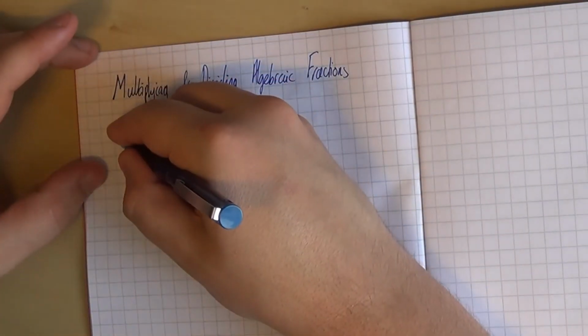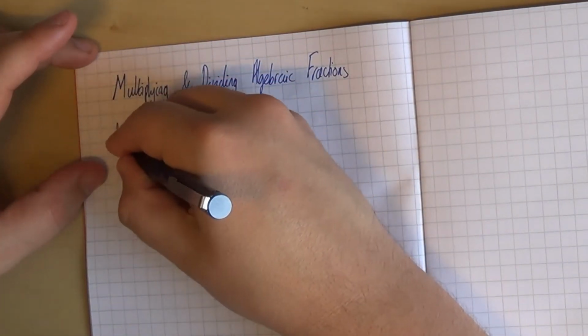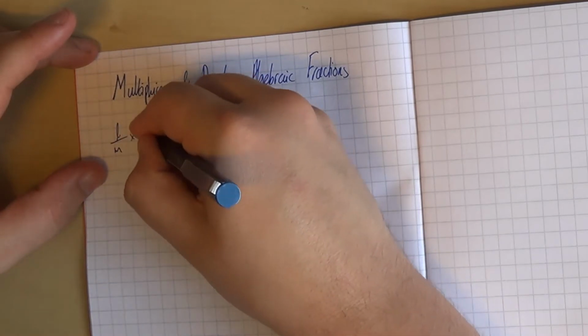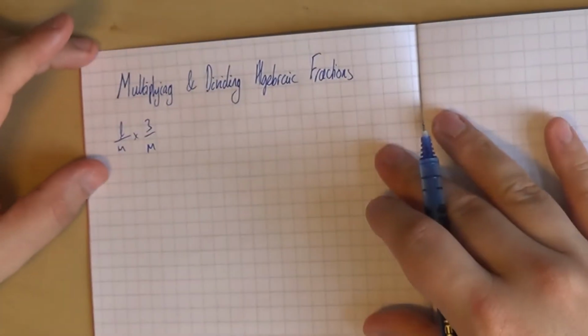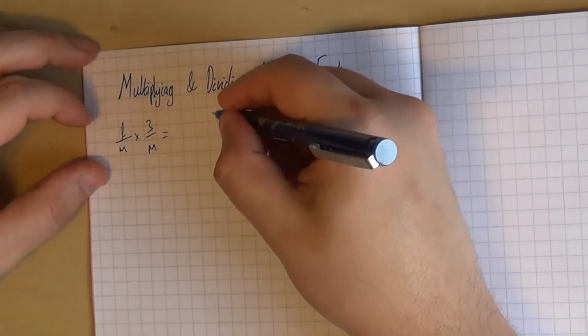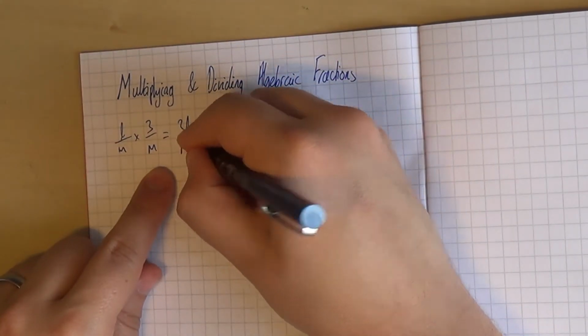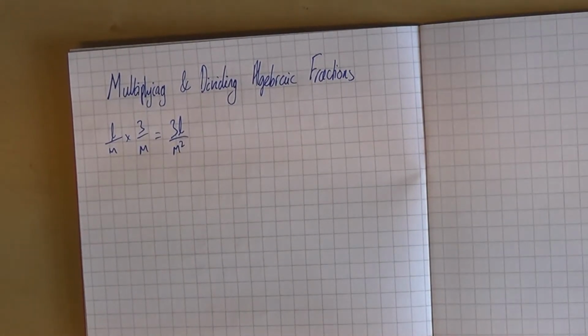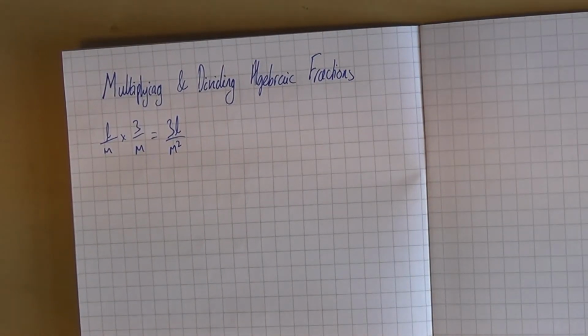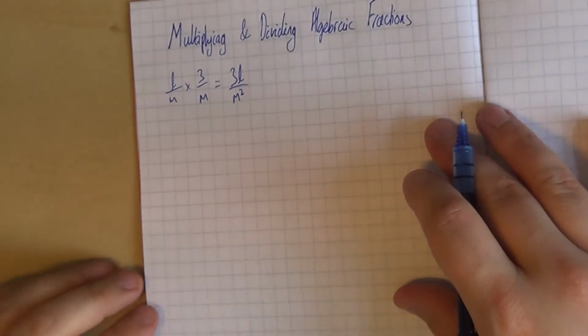So, start with a simple case. L over m multiplied by 3 over m. Multiplying is the easy one. So on top here we've got 3 times L, which is just 3L. Underneath we've got m lots of m, which is m squared. You just multiply what's there, job done, nothing's changed. As long as you remember how to multiply algebraic things together, this becomes very simple.